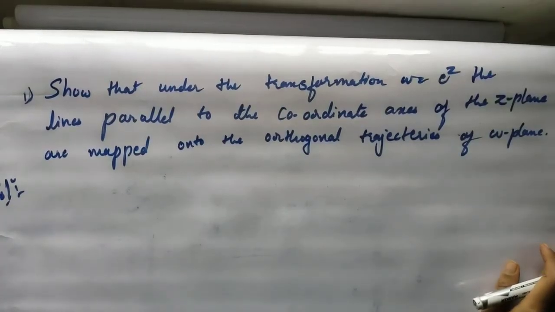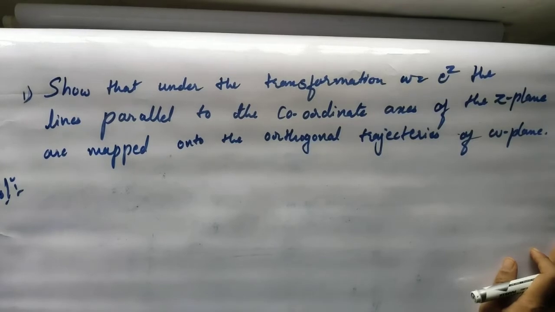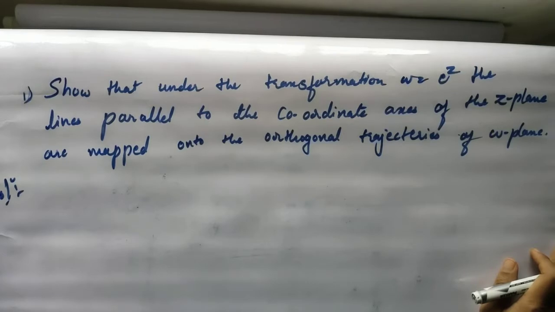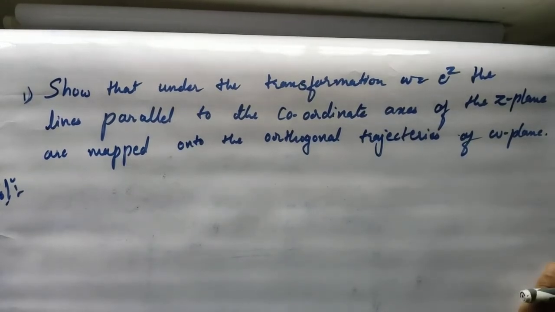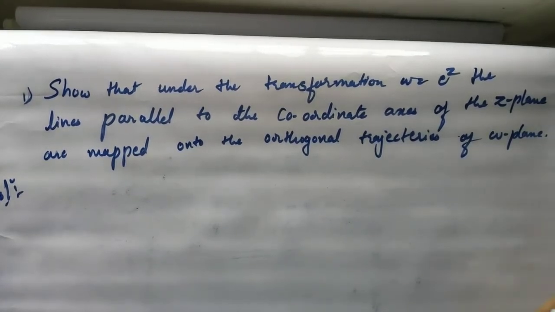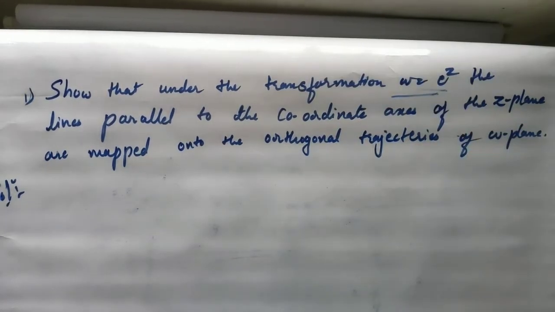Now let's continue with the problems on the transformation w is equal to e to the power z. Here is one problem for you. Show that under the transformation w is equal to e to the power z, the lines parallel to the coordinate axes of the z plane are mapped onto the orthogonal trajectories of the w plane. So what we have to do here: we will be given the lines parallel to the coordinate axes, that is the x-axis and the y-axis. We are going to consider one line parallel to the x-axis and one line parallel to the y-axis, find the image of those lines under this transformation, and prove that they are mapped onto the orthogonal trajectories of the w plane.